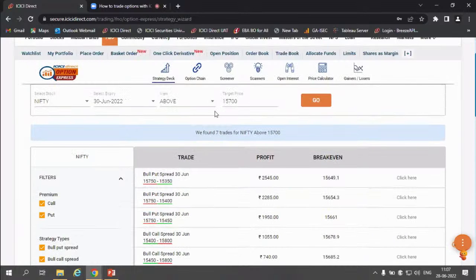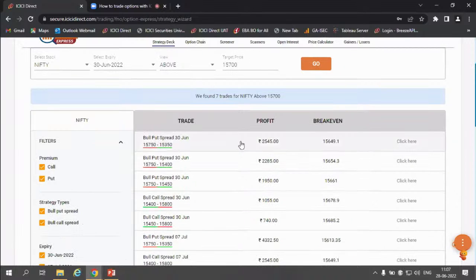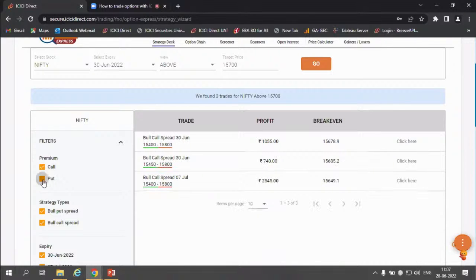What it says is my view is above. So if the market goes up, I should be making a profit of about 2,545, and the break-even point will be somewhere around 15,649. All I need to do is click here, and if you want to see the call spread or put spread, you can just take it over here. So let's go with the call spread first.